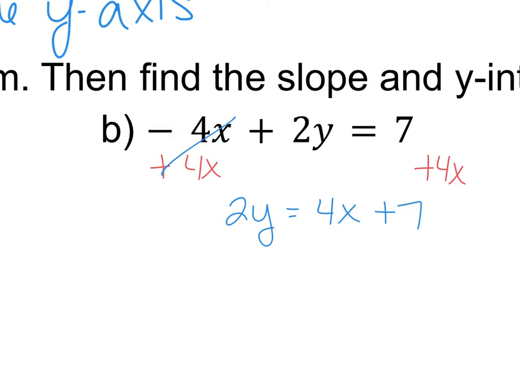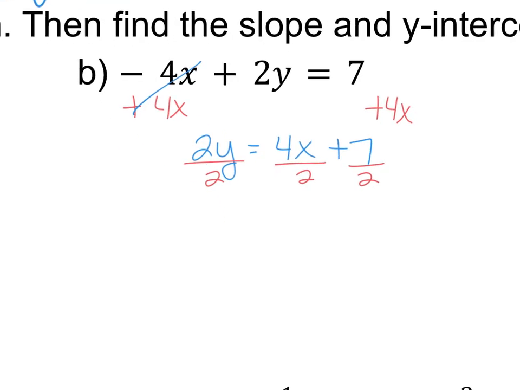Right, is the y by itself? The answer is no. So we need to divide. This is where it's a little bit different. So we need to divide by 2 to get the y by itself, right? But whenever you divide one side, you have to do everything on the other side as well. So you have to divide this by 2 and this by 2. Okay?